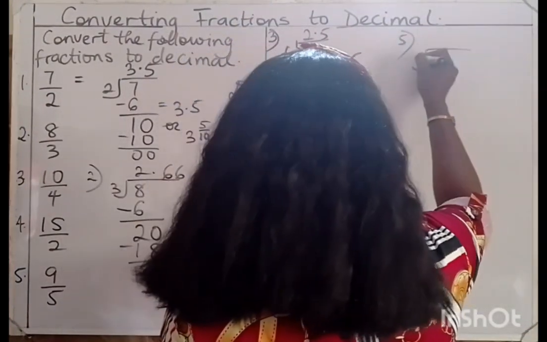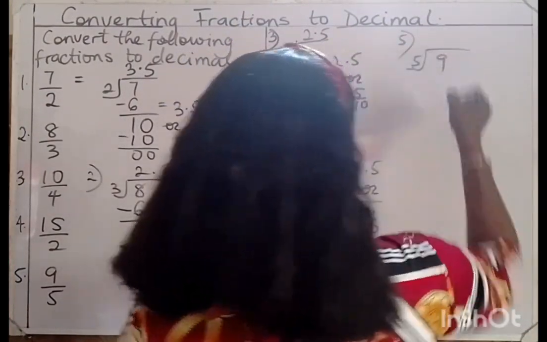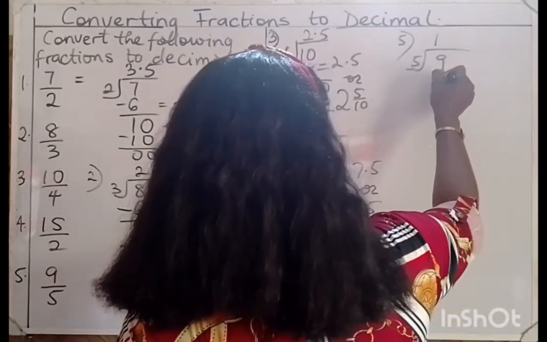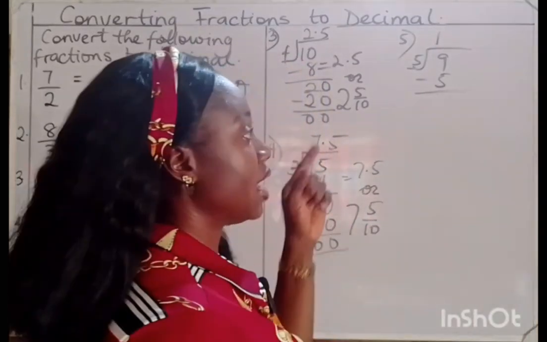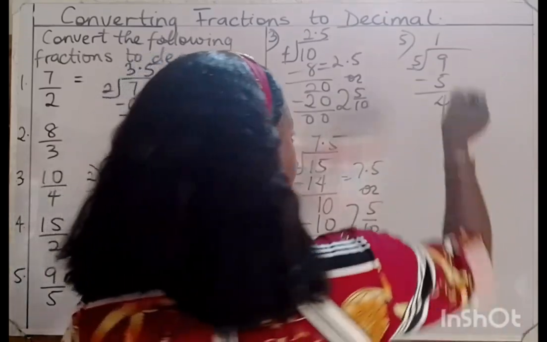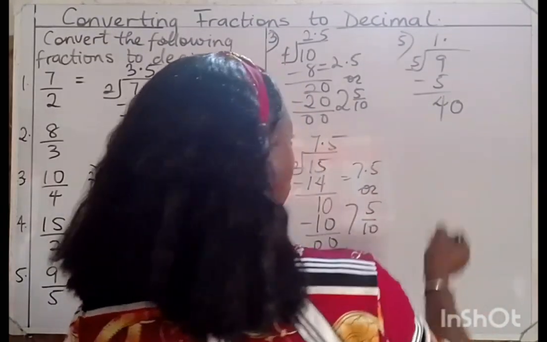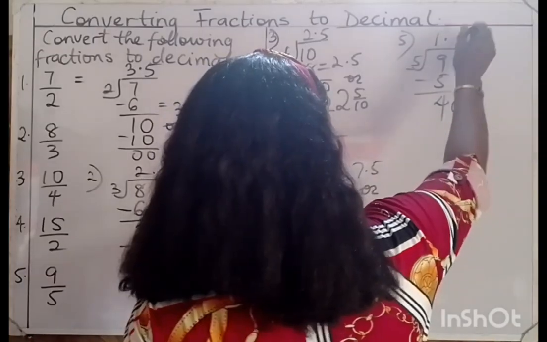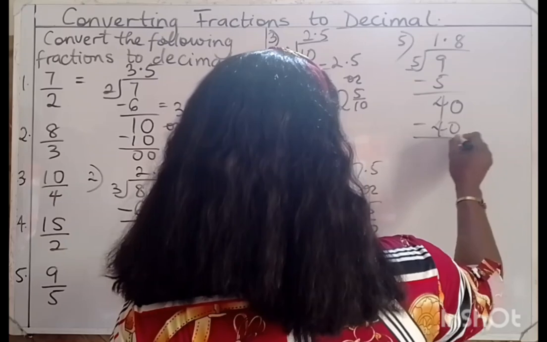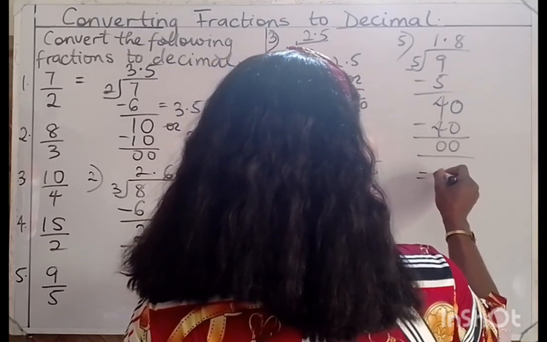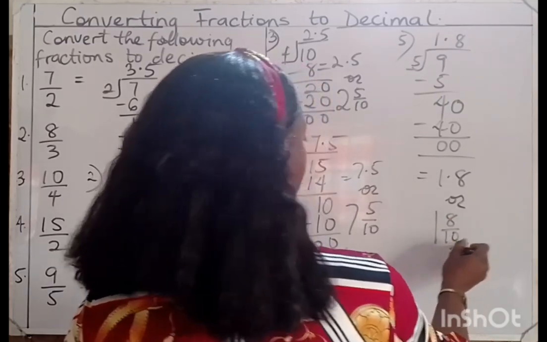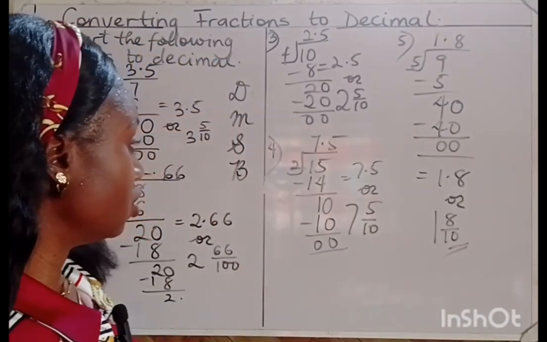We have 5 outside the division box and 9 inside. 5 will go into 9 once. 5 times 1 is 5, and then we subtract. 9 minus 5 is 4. 5 cannot go into 4 obviously. Then we'll put a decimal and a 0 behind 4. 5 into 40 gives us 8. And then 8 times 5 is 40. Then we subtract. And our final answer is 1.8 or 1 whole 8 tenths. Yes, and this is the final answer for question 5.